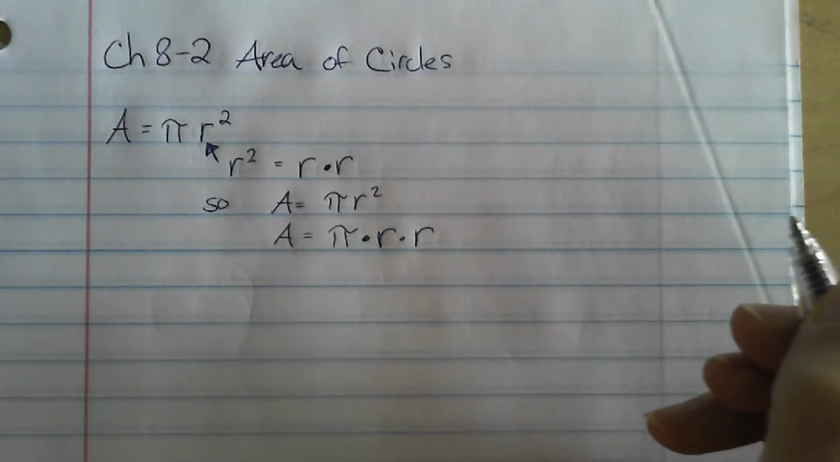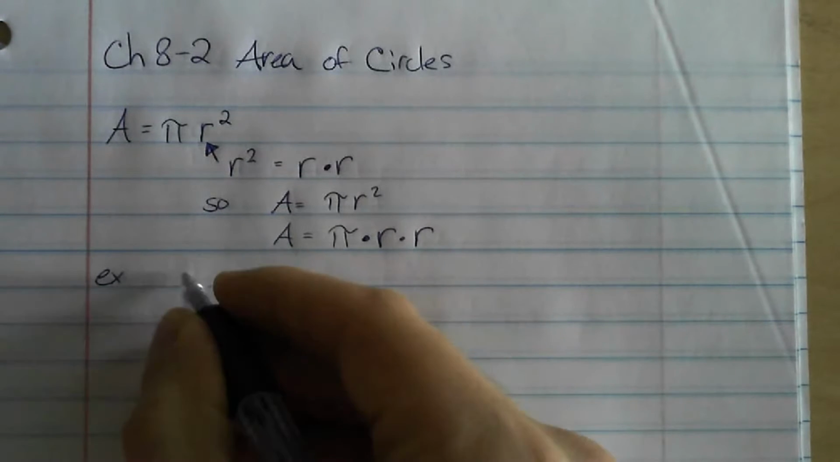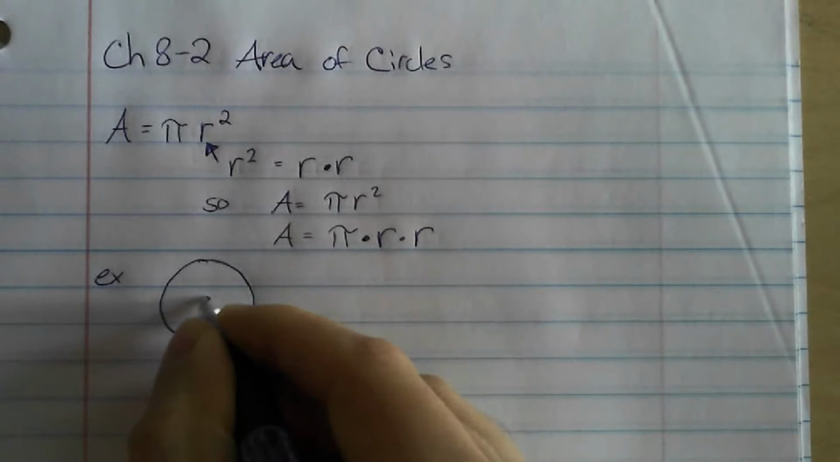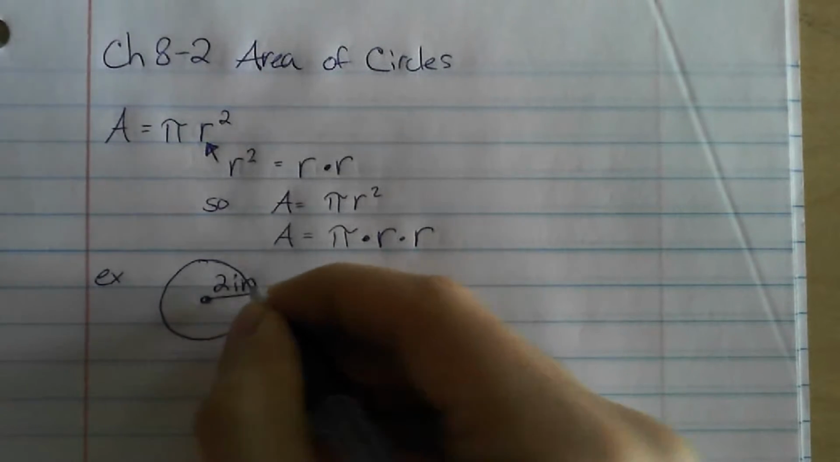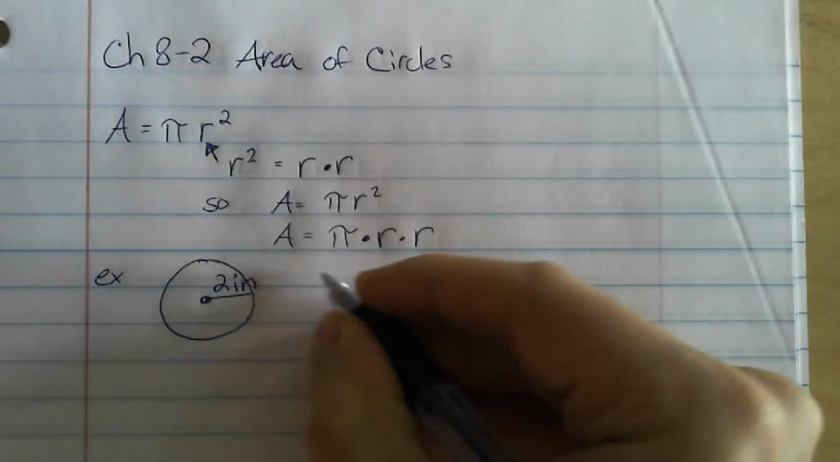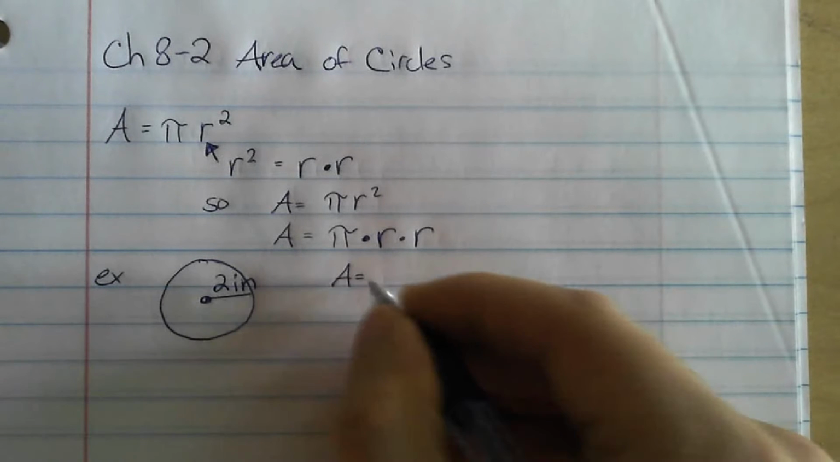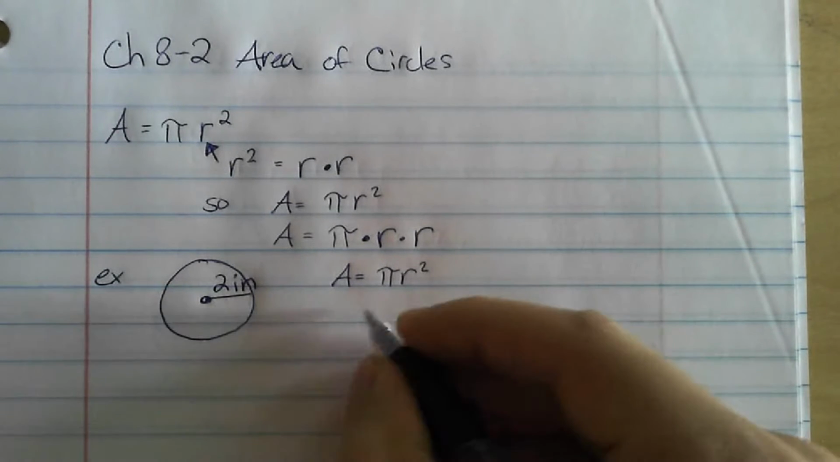Now, the easiest way to show you how to use this is with an example. So let's take a look at an example problem right here. So here we have a circle. Put a radius there. Let's say a radius of 2 inches. So to find the area this whole circle would take up, use our formula, area equals pi times radius squared.